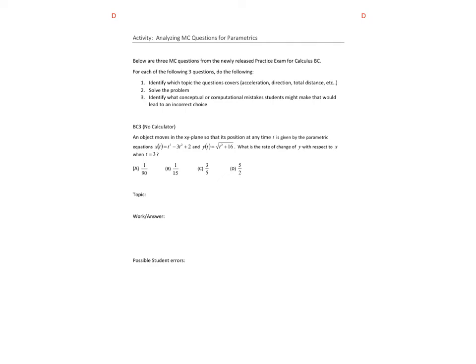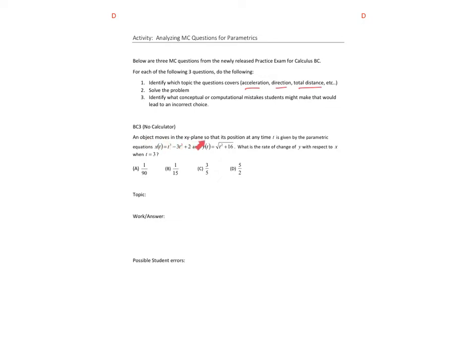All right, so we are working on our chapter 10 to 12 parametrics, and we're on packet D. In packet D, we're going to be working with some of our acceleration, direction, and total distance, and we're going off of retired AP questions.